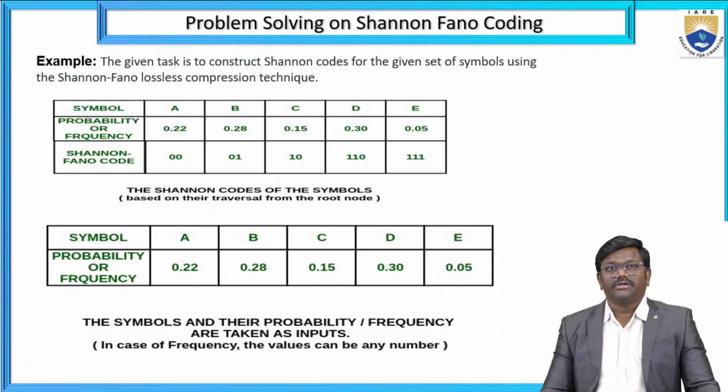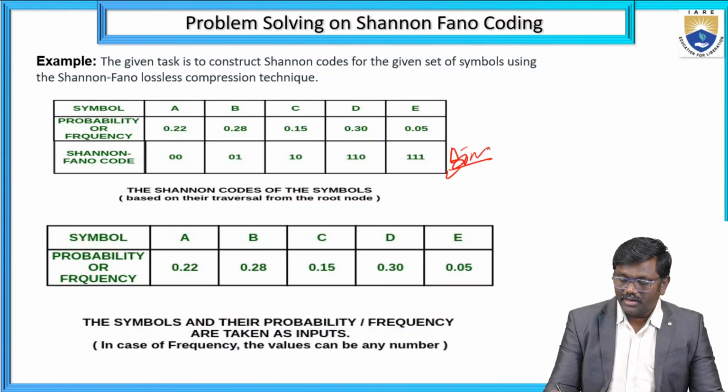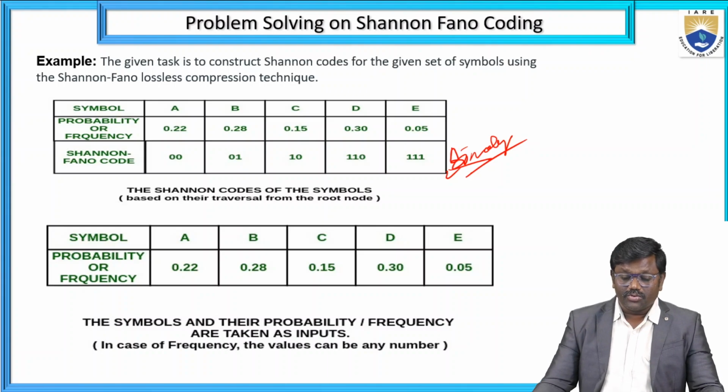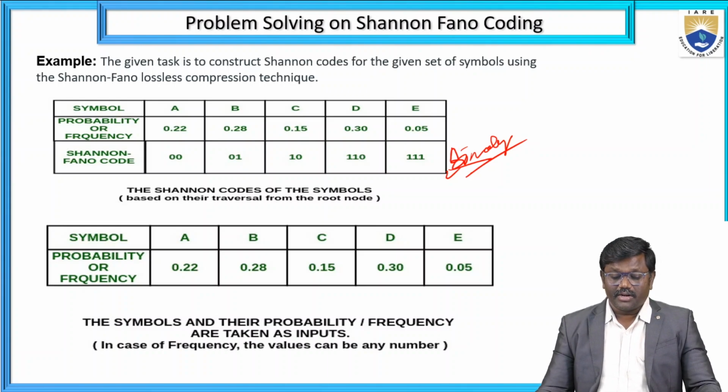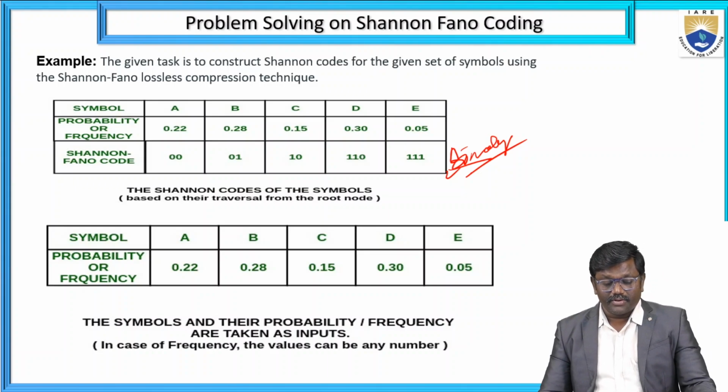using the Shannon-Fano lossless compression technique. Symbols A, B, C, D, E, with the probability or frequency of each symbol, are given. The Shannon-Fano code is also given here. Once we have the binary values, we form the Shannon codes of the symbols based on their traversal from the root node. So we have symbols A, B, C, D with their probabilities or frequencies.